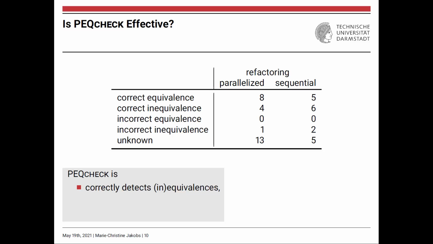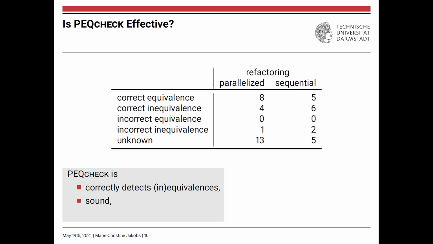So now let's continue with the third row, incorrect equivalences. And we see that we have 0 entries for both scenarios. And this is good because an incorrectly reported equivalence means that PACT-check would report equivalence although the programs are inequivalent. And we already reported that this shouldn't be the case because we manually proved that PACT-check is sound. So in theory, that should not occur. And now we can also see for our example, this is indeed not the case. So on our example, PACT-check seems to be sound.